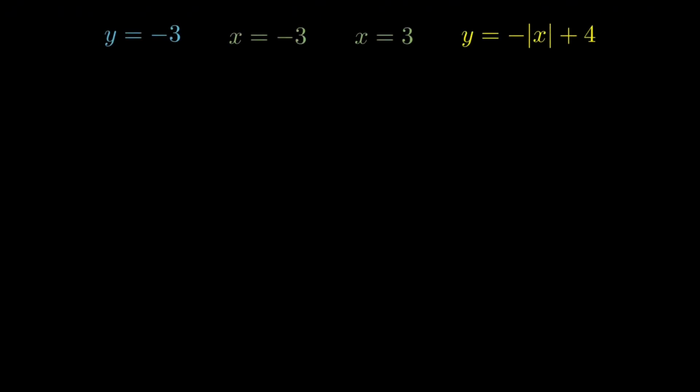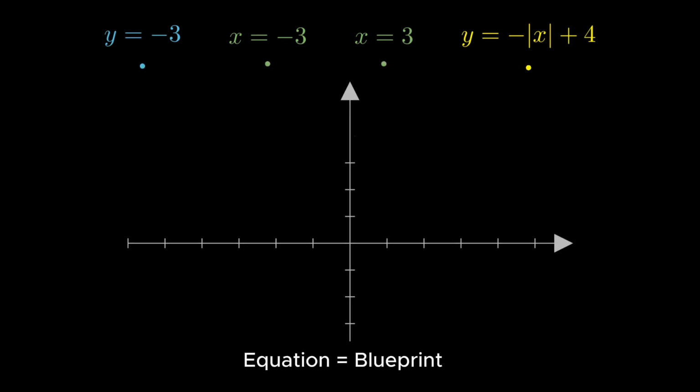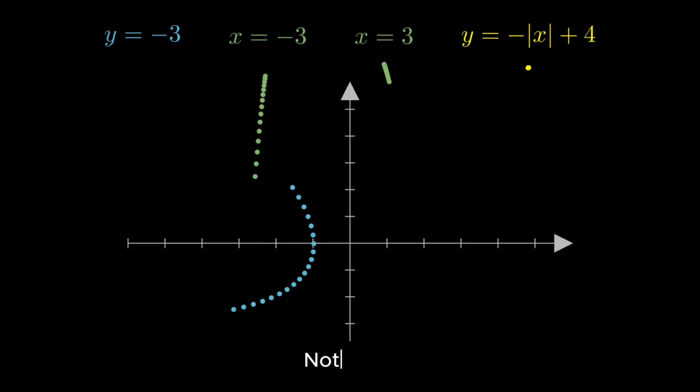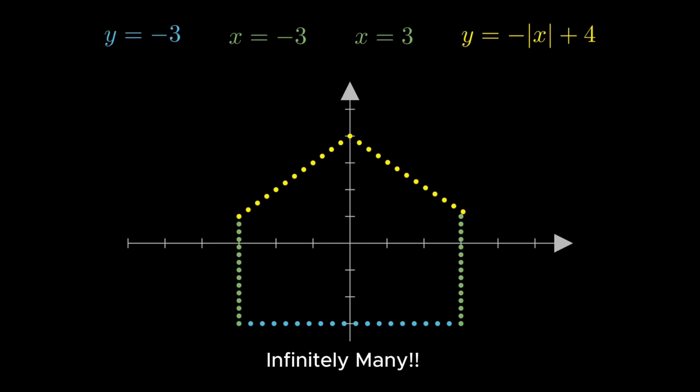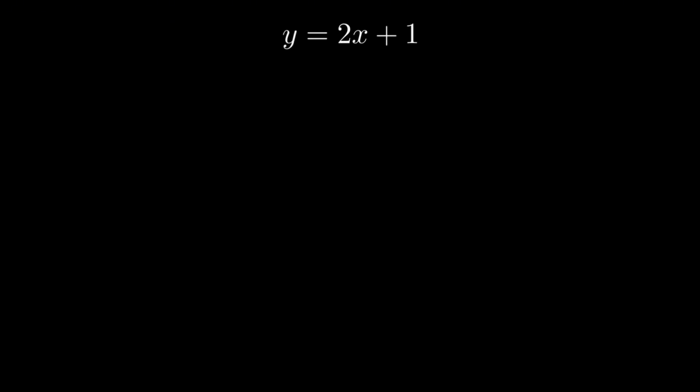At the beginning of this video, I described an equation as a blueprint that defines its solutions. Not just one solution, but infinitely many that satisfy the equation. For example, suppose we choose values of x from -10 to 10. For each value of x, the equation tells us exactly what y must be.